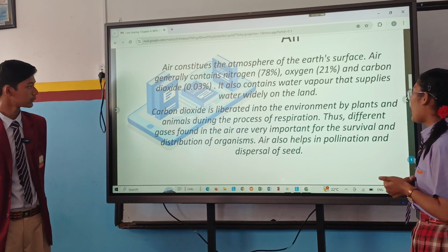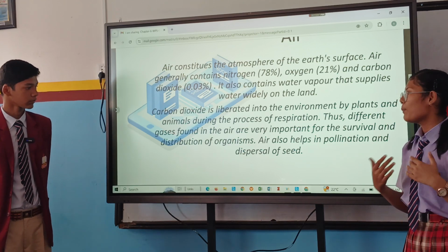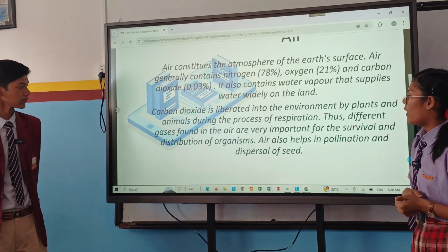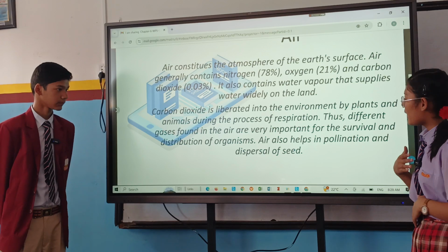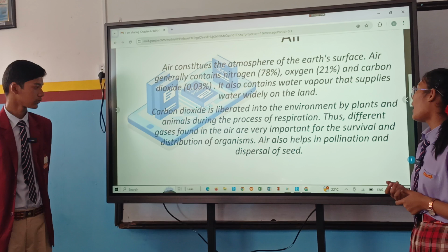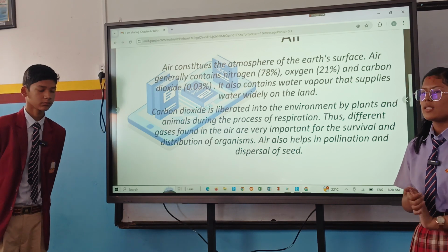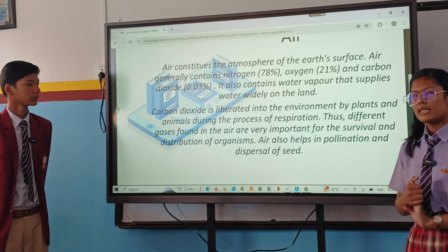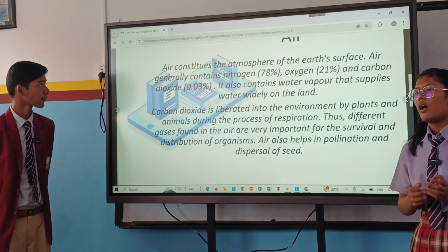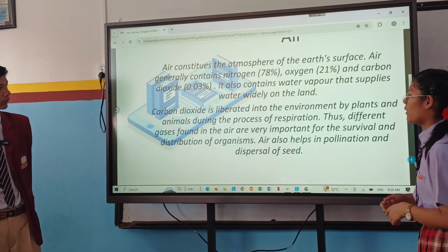In this process, plants inhale carbon dioxide from the atmosphere and exhale oxygen, while animals inhale oxygen and exhale carbon dioxide. Thus, different gases found in the air are very important for the survival and distribution of organisms. It means that for each organism, there is the necessity of each gas present in our atmosphere. Air also helps in pollination and dispersal of seed. Through the air, we can also get facilitated through pollination and dispersal of seed.